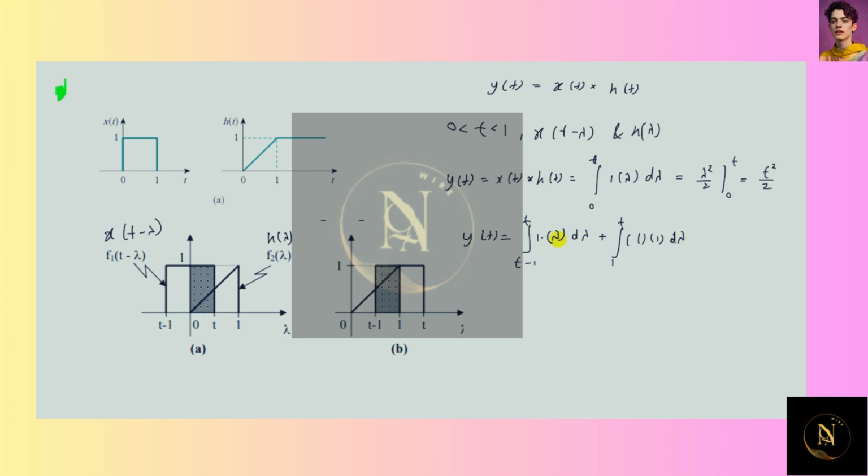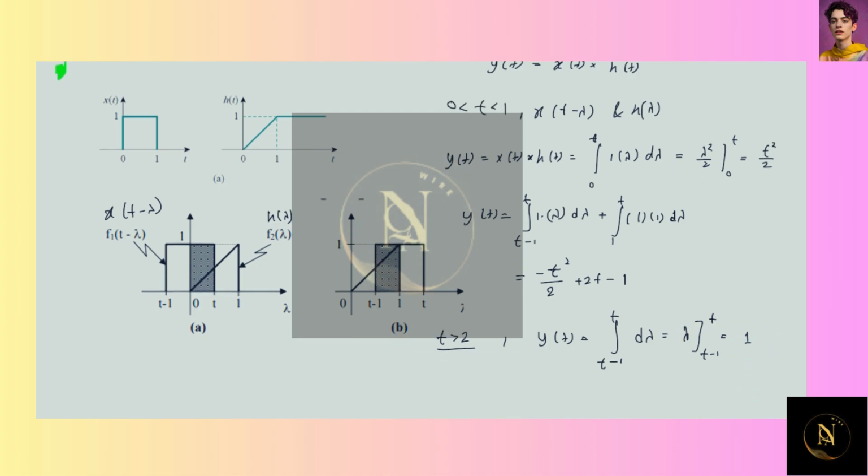Now when we solve this, the integration of this term is lambda square divided by 2, taking the upper and lower limits. So we are getting the term minus t square divided by 2 plus 2t minus 1. And for t greater than 2, there is a complete overlap, so y of t is equal to the integration from t minus 1 to t of 1 multiplied with 1 d lambda, which is simply lambda. We put the lower limit t minus 1 and upper limit t, so we are getting simply 1.